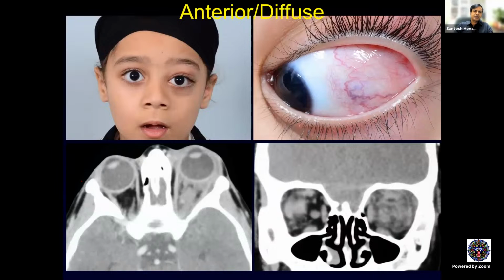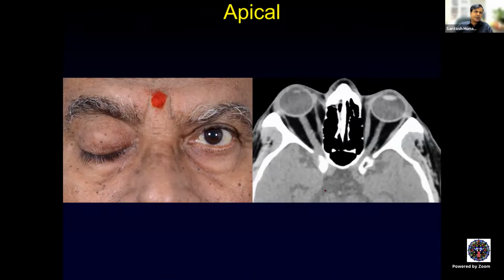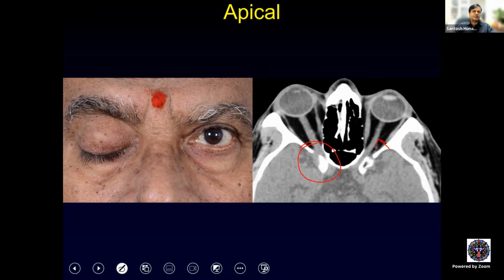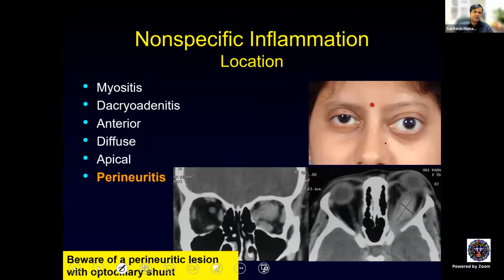Now, this is a diffuse variant of orbital inflammation where you can see some amount of anterior or episcleral or scleral involvement. Then you have an orbital lesion. Then this child also has extraocular motility restriction and muscle thickness as well. So this is diffuse orbital inflammation. This is typically apical. You can see that the patient has a localized lesion in the orbital apex, right? Tolosa-Hunt syndrome, painful ophthalmoplegia. Although this looks as if the optic nerve is straight, this is not a case of thyroiditis at all. This is a patient with the apical form of non-specific orbital inflammation.